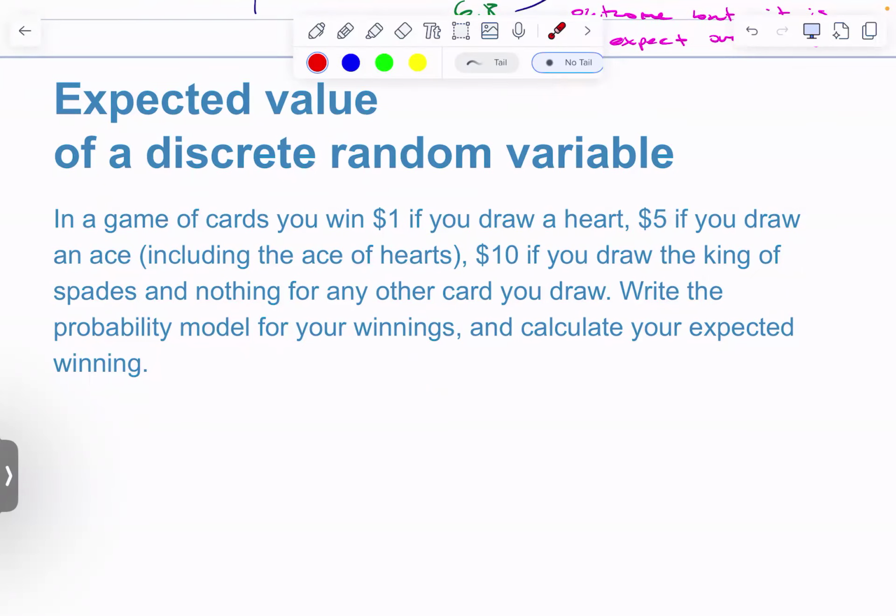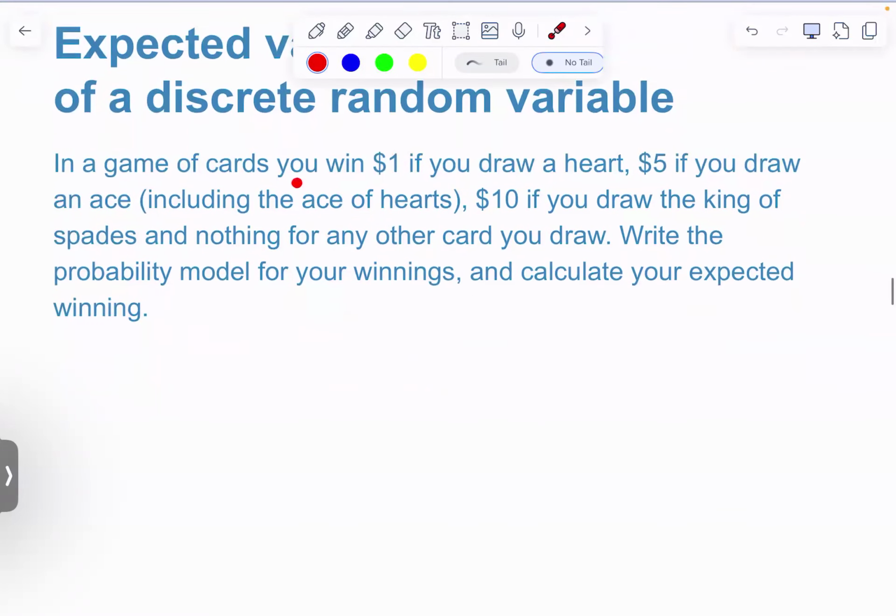The expected value of a discrete random variable. So like I said, a lot of the time, gambling or just playing games and things like that. In a game of cards, you win $1 if you draw a heart. $5 if you draw an ace, including the ace of hearts. So that's kind of a special heart card. $10 if you draw the king of spades, and nothing for any other card that you draw. Write the probability model for your winnings and calculate your expected winning.